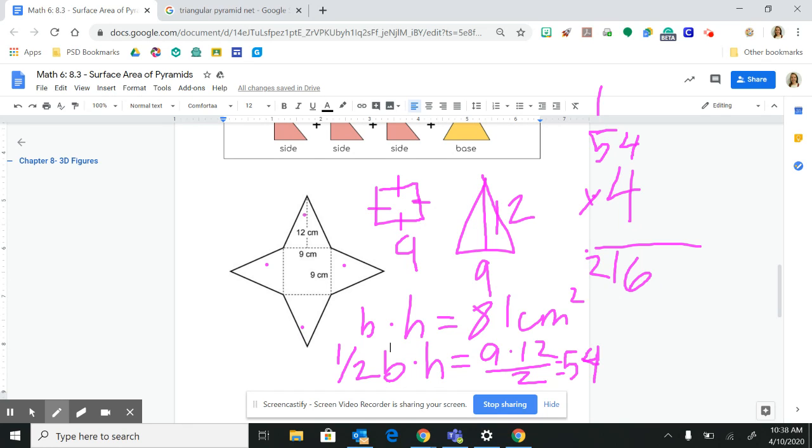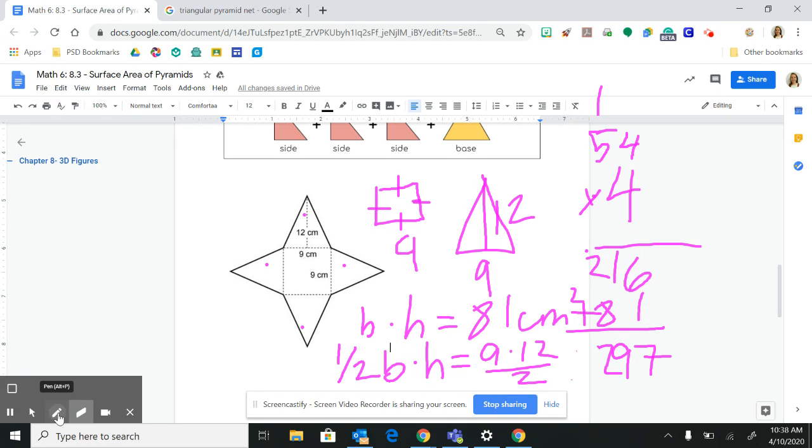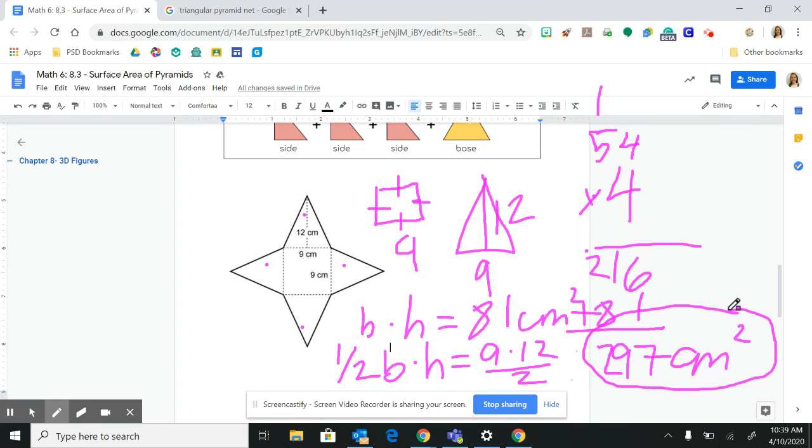And remember, we calculated our area of our square is 81. So we're going to add 81 to 216. And I'm sorry, this is getting messy. I'm going to erase this. We know that was 54. So we got 297 centimeters squared. So that would be our answer, 297 centimeters squared.